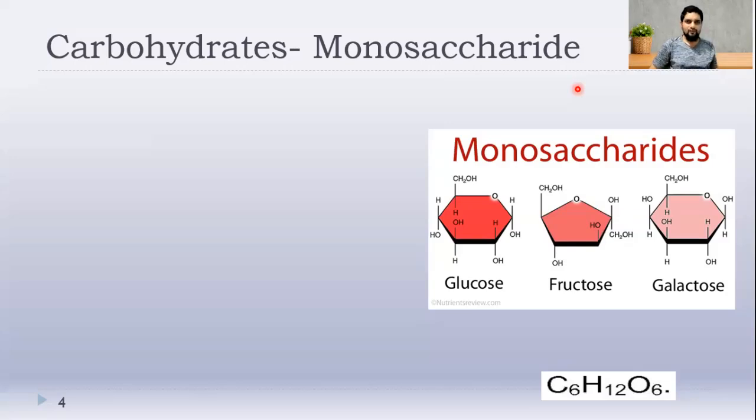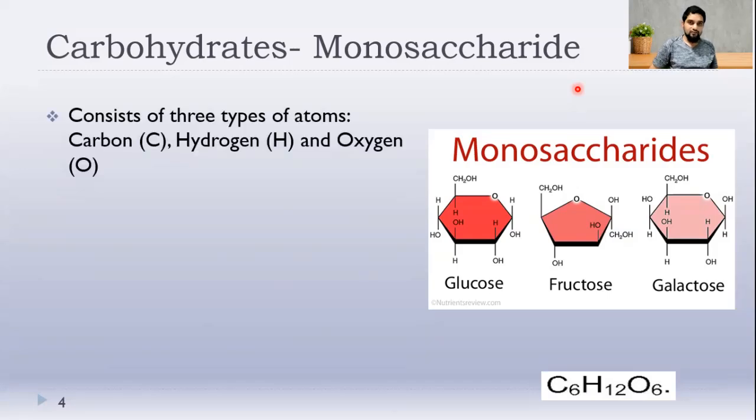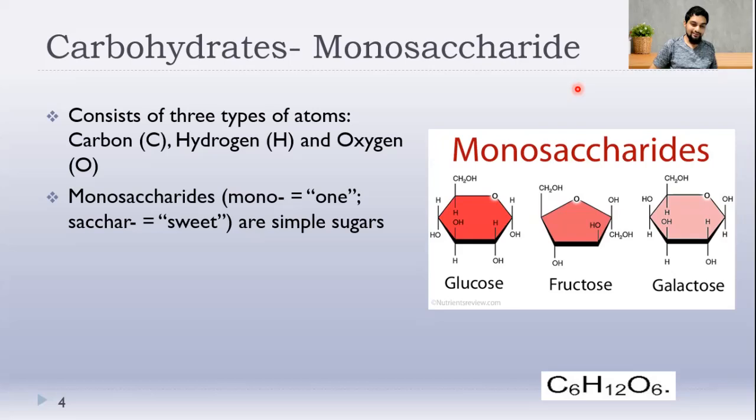The simplest form of our carbohydrates, we call that monosaccharide. Generally, the chemical structure of carbohydrates is made up of carbon, hydrogen, and oxygen. Monosaccharide means a single unit of sugar, and we refer to them as simple sugars. Mono means one, and saccharide, the root word, means sweet.